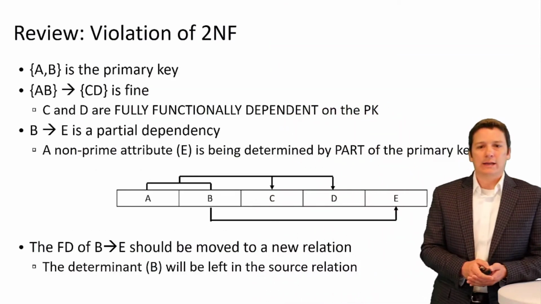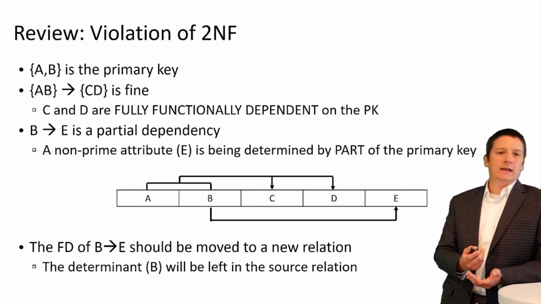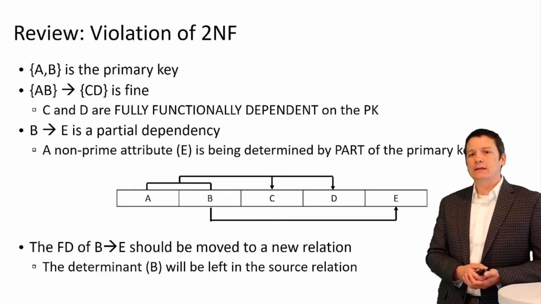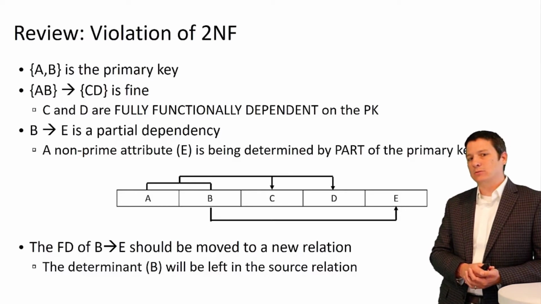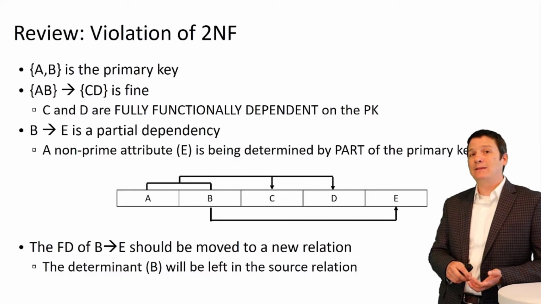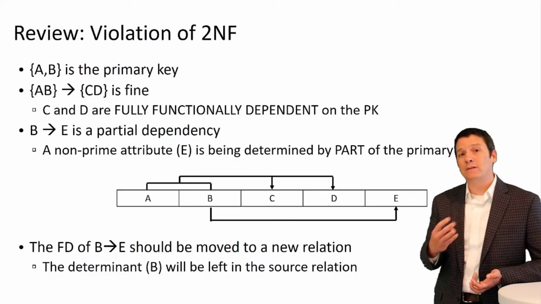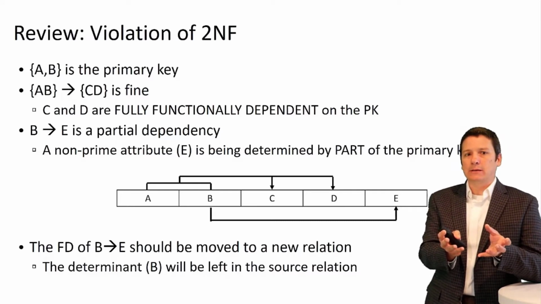And we can illustrate this in this example here, where we have this relation A, B, C, D, E, and AB functionally determines CD, and then B by itself, which is a key attribute, functionally determines E, which is a non-key attribute. So in this case, AB functionally determines CD is perfectly fine because C and D are non-key attributes that are being functionally determined by the entire primary key.